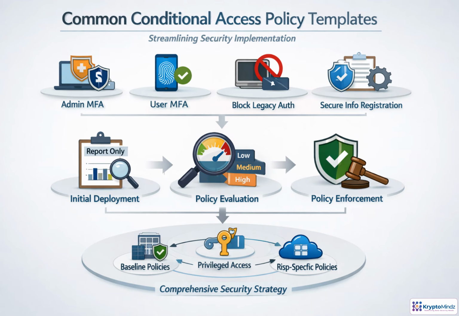Conditional access templates are useful accelerators, not final designs. Microsoft provides common starting points, such as requiring MFA for admins, expanding MFA to all users, blocking legacy authentication, and protecting security info registration. The safe pattern is to deploy templates in report-only mode first. Then review sign-in impact, exclusions, break glass accounts, and application dependencies before enforcing. Over time, mature environments combine several policy layers: baseline protections for everyone, stronger controls for privileged access, risk-based responses, and app-specific requirements. Templates help you move faster, but validation keeps the rollout safe.